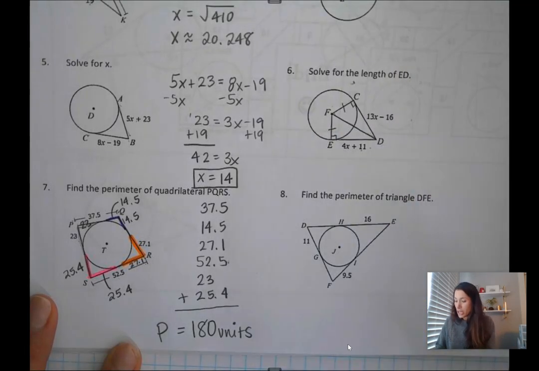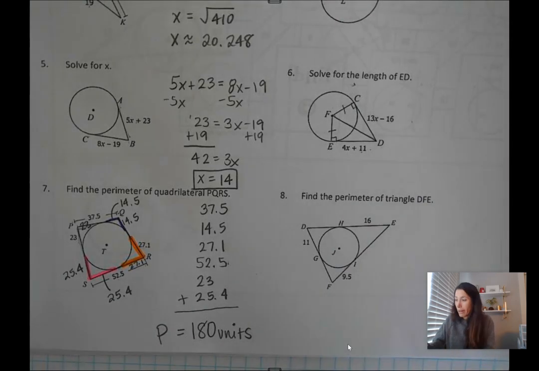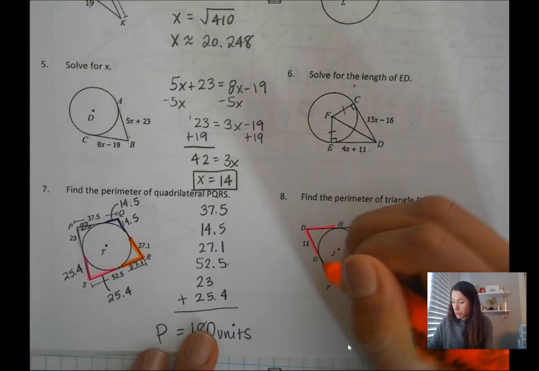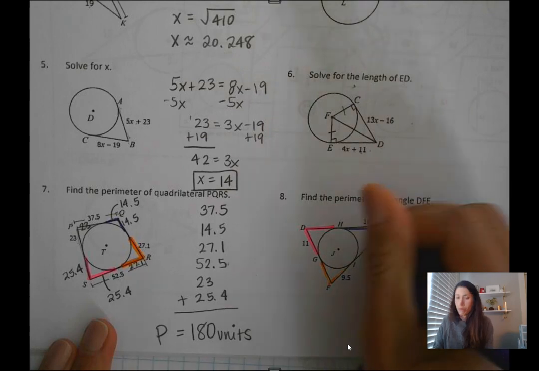Okay, now for this shape here, you're finding perimeter of a triangle. So it might be helpful if you wanted to highlight some pieces to see which parts would be considered equal to each other. And then we have the last pieces here. And then you're just finding the perimeter of the entire shape.